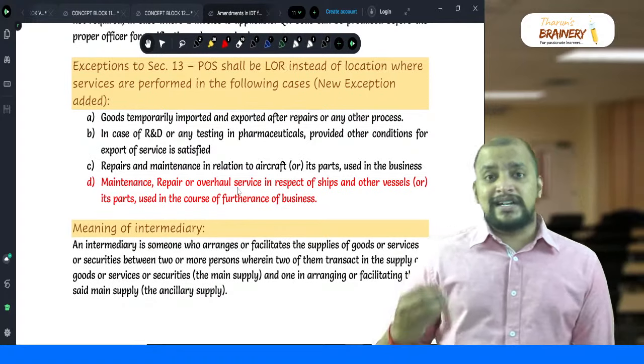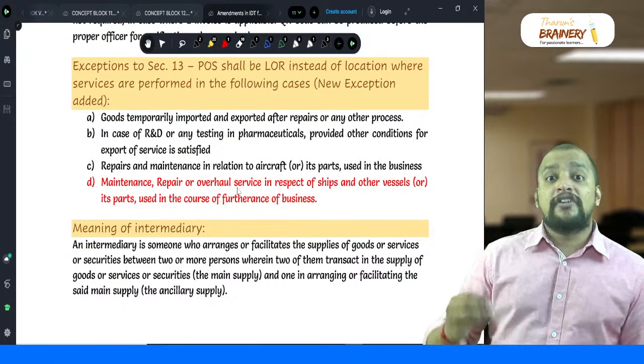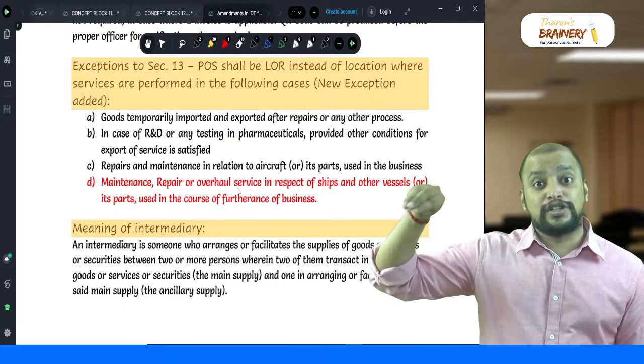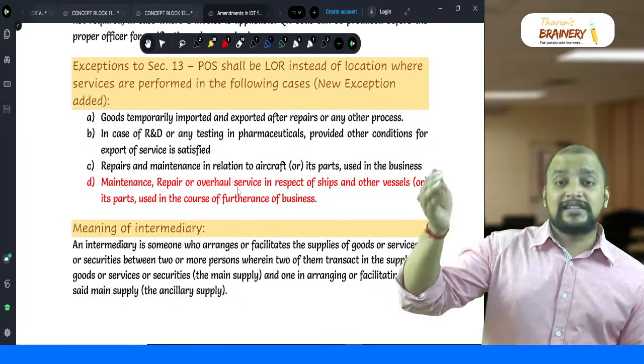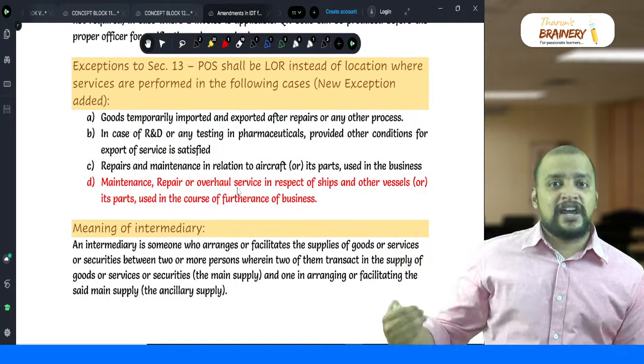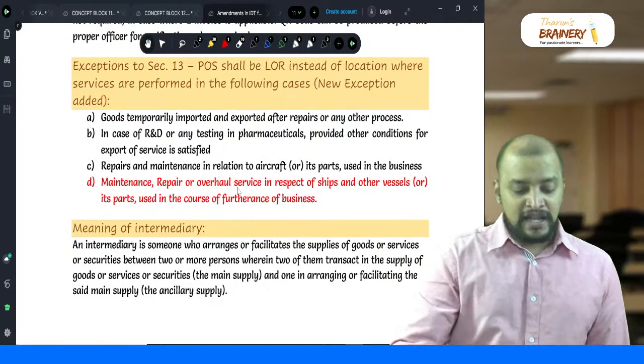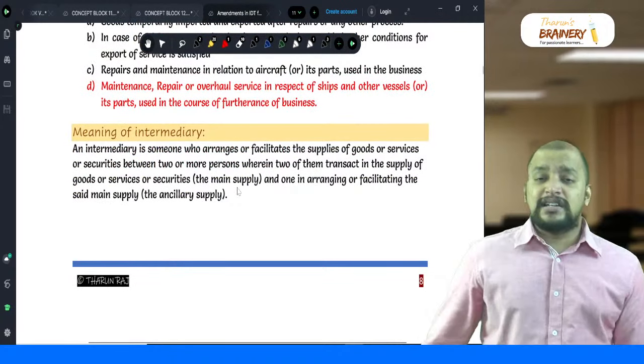Third, maintenance, repair and overhauling of aircraft or aircraft parts, provided that the aircraft is used in the course or furtherance of business. These 3 exceptions were there for aircraft and aircraft parts. They added vessels and vessel parts. That's it. Okay. Then next, intermediary.